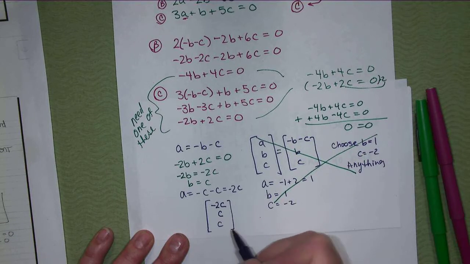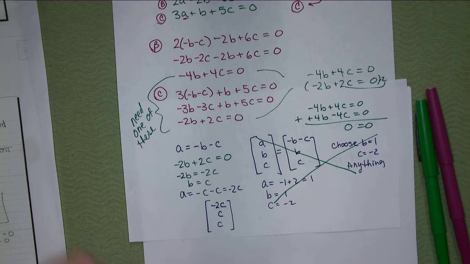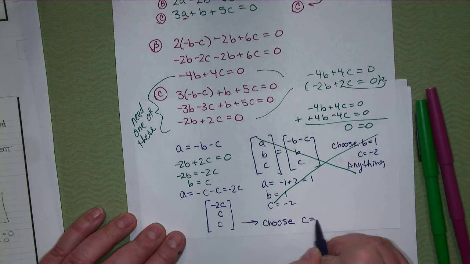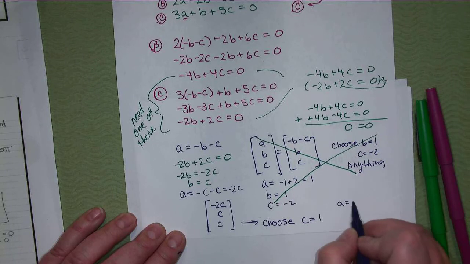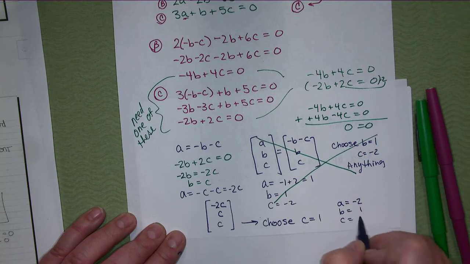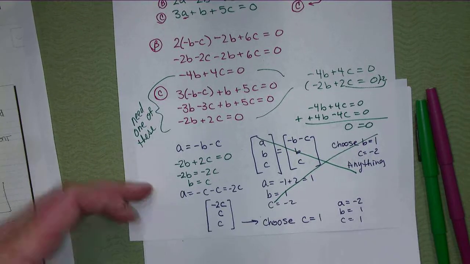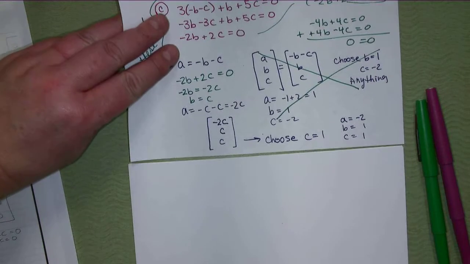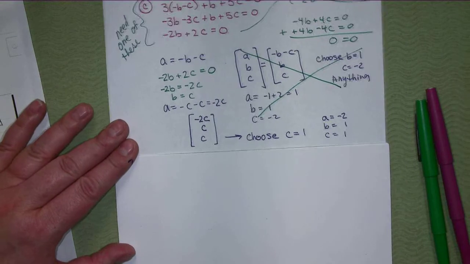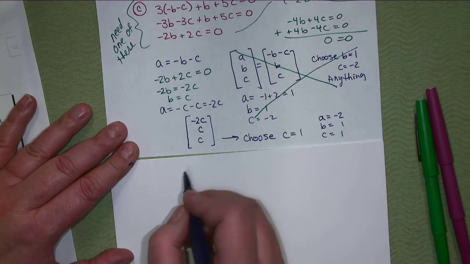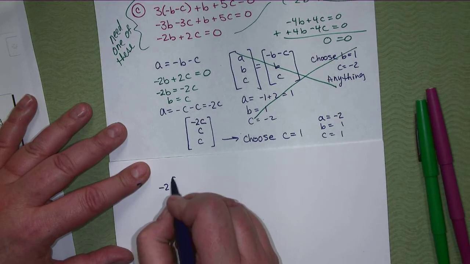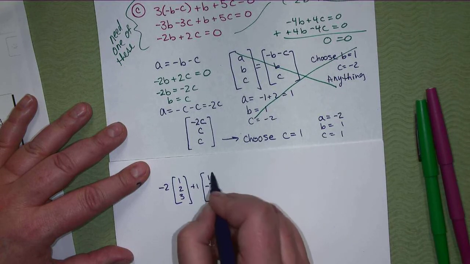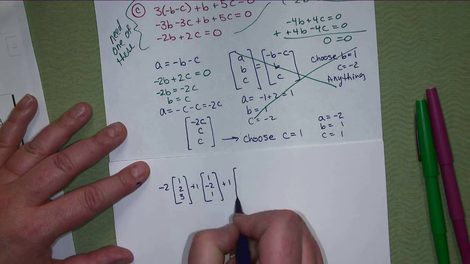Now let's try it. All right, so now we just need to choose c. C equals 1. So we're going to go with a is minus 2, b is 1, and c is 1. Will that work? Hopefully. We'll rewrite it. So minus 2 times 1, 2, 3, plus 1 times 1 minus 2, 1, plus 1 times 1, 6, 5.